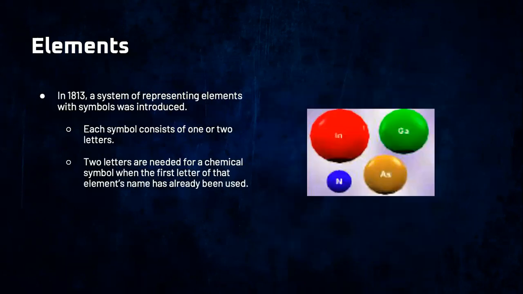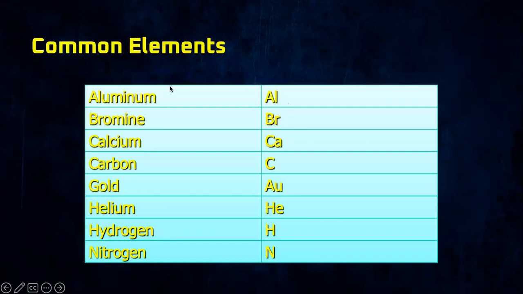All right. So in 1813, a system of representing elements was formed. Each symbol consists of one or two letters, such as aluminum. In science, we call it the Al symbol. We have calcium, the milk that we drink, we call it Ca. Carbon, we call it C. So on and so forth.